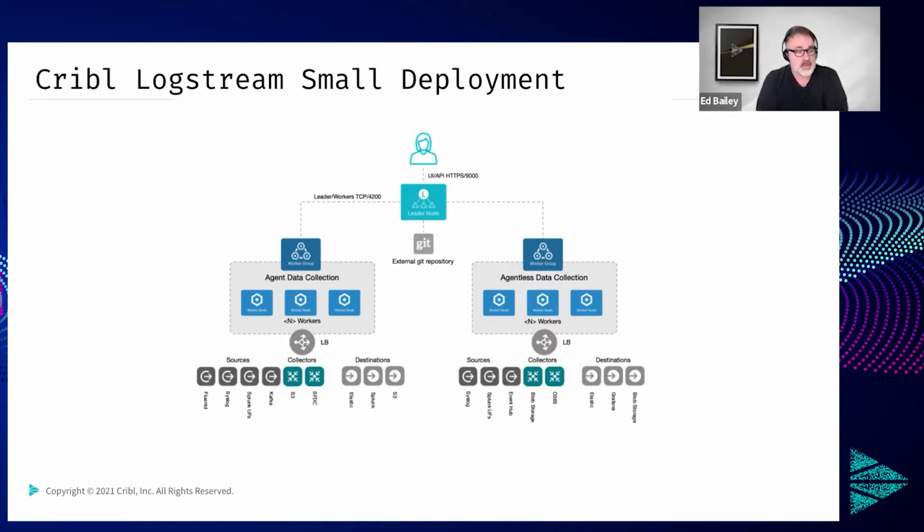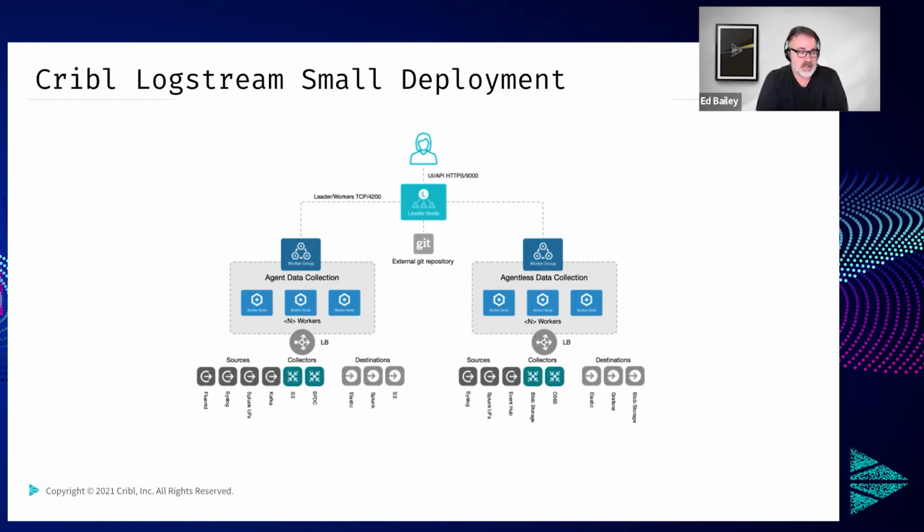I recommend breaking it up and having this as your minimum installation, where you're deploying two VMs in each group. You're putting a load balancer in front. In terms of your agent-based data collection, you don't always need a load balancer. You definitely don't need that with the Splunk Universal Forwarder, but with some you do. So it just depends on your needs there. But you definitely want to have a load balancer on your agentless side.